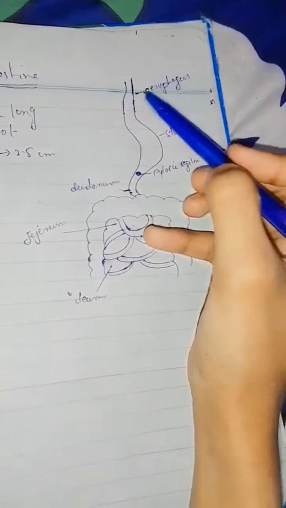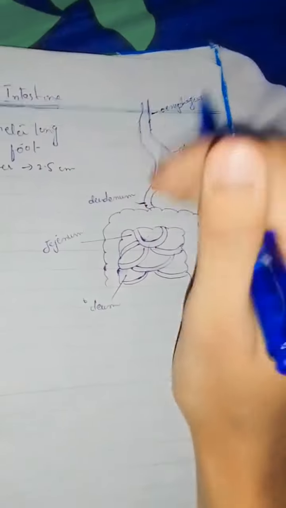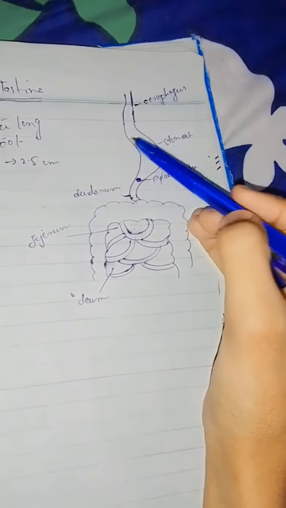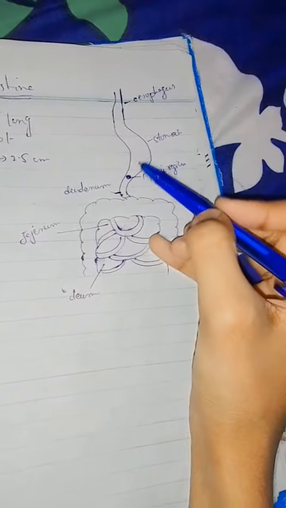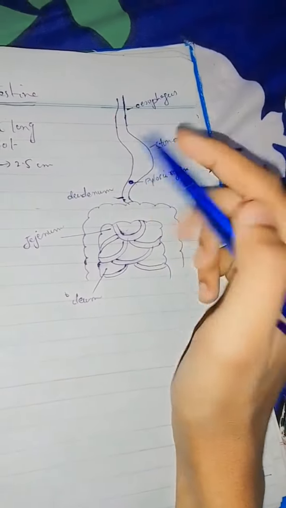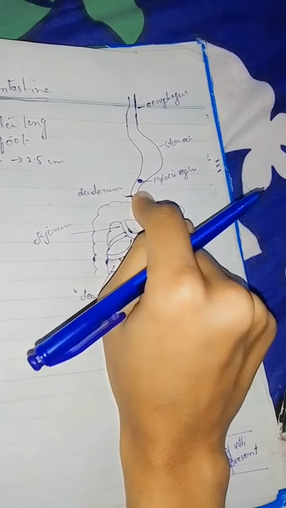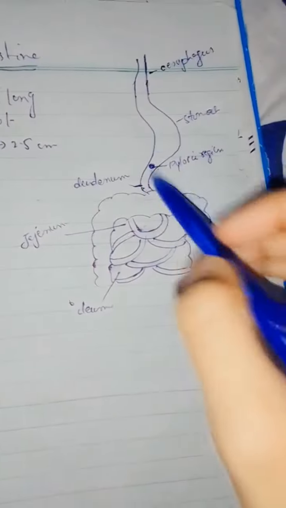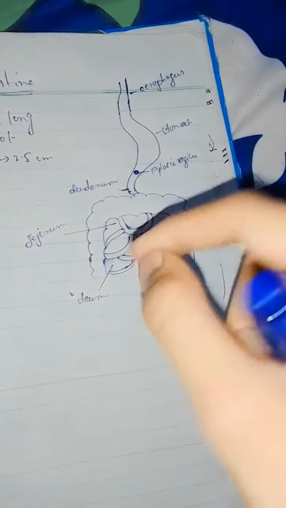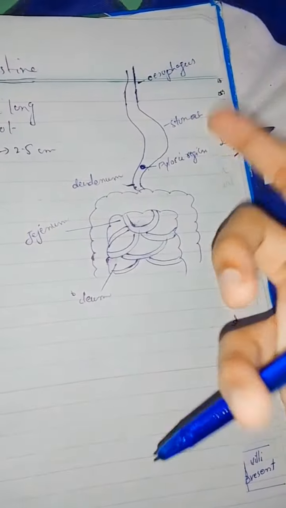Now, if we talk about the location, here is the esophagus, which is a rough structure, and this is the stomach. The junction of the small intestine and the stomach is the pyloric region, the pyloric end.